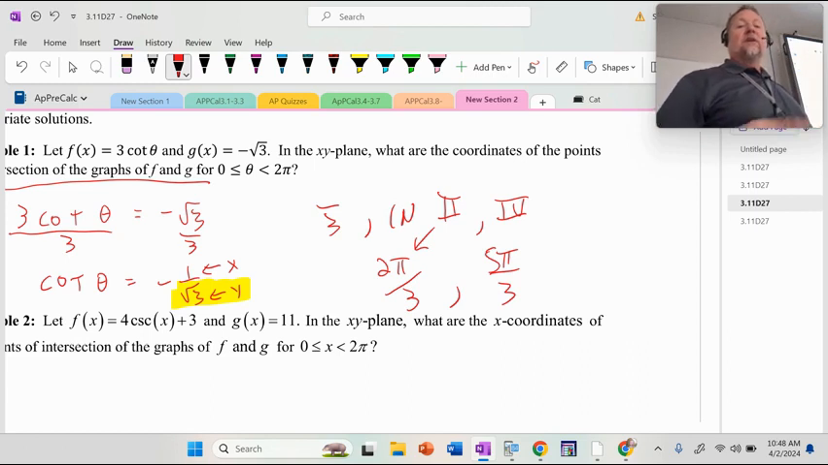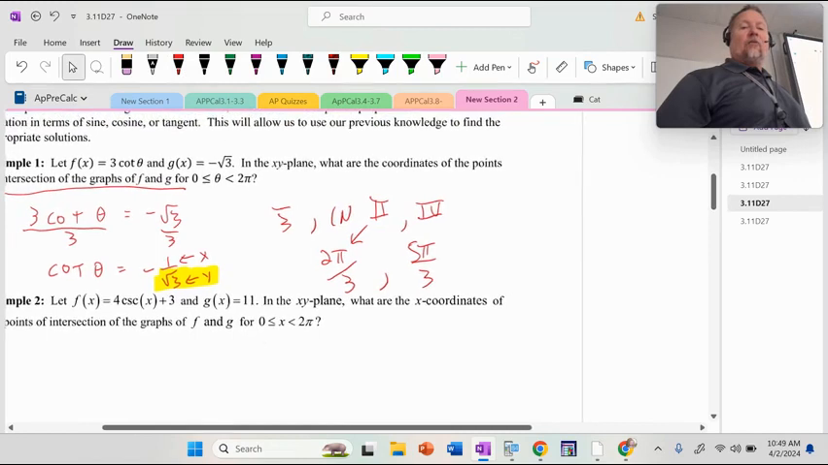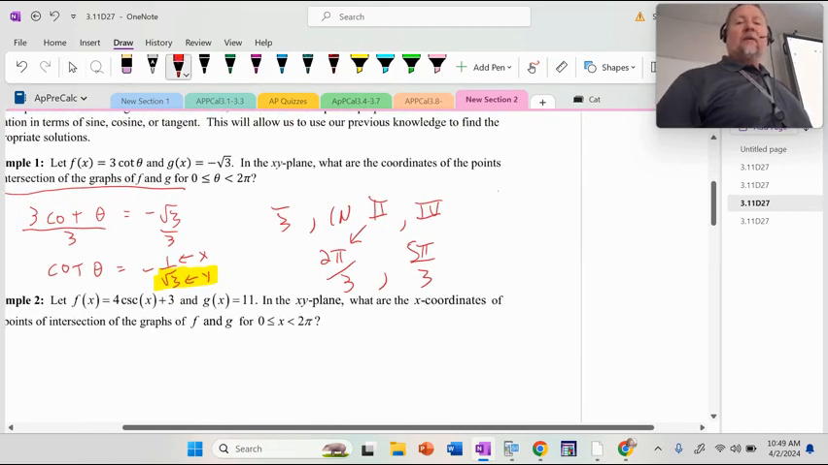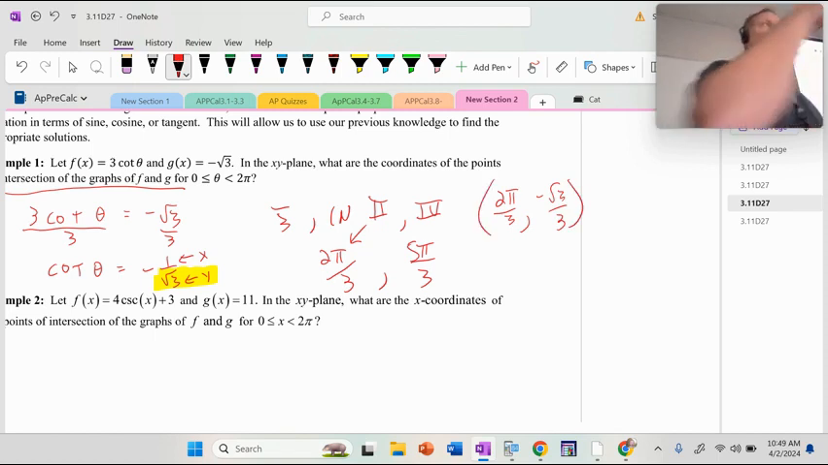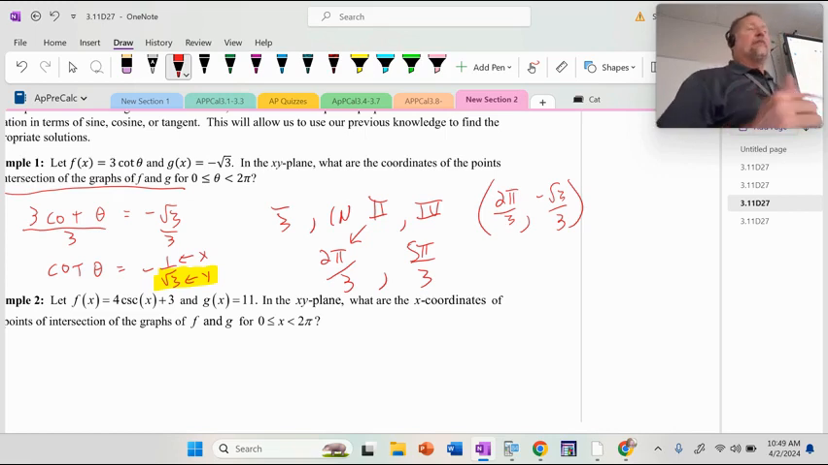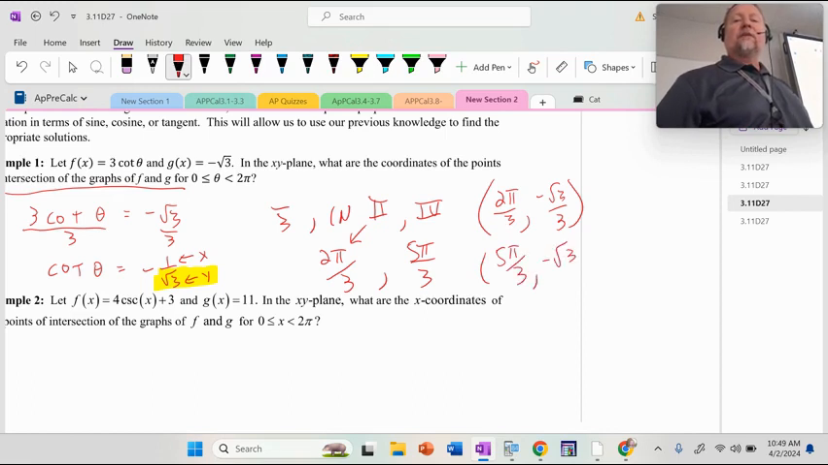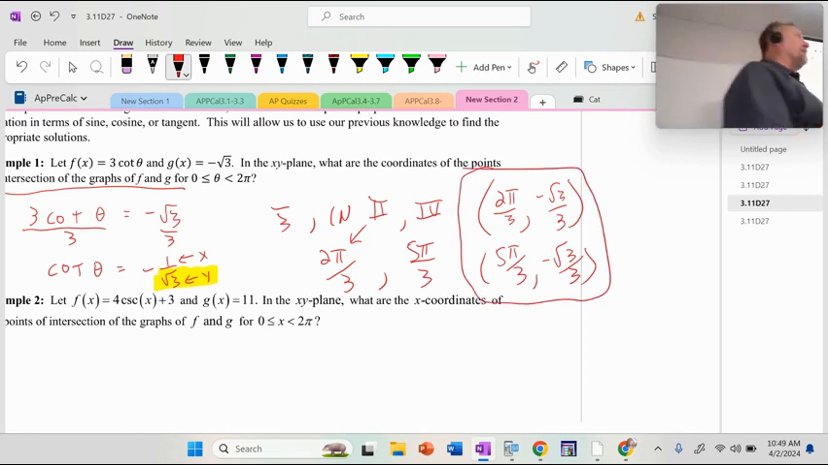This is what I did wrong. Input, say it. The directions say, give me the coordinates of intersection. So these are the coordinates. When I input 2 pi over 3, my output is what I was looking for, that negative root 3 over 3. When I input 5 pi over 3, my output is also the same. Those are the coordinates of intersection. I didn't do that first hour. I just said x equals 2 pi over 3 and 5 pi over 3.